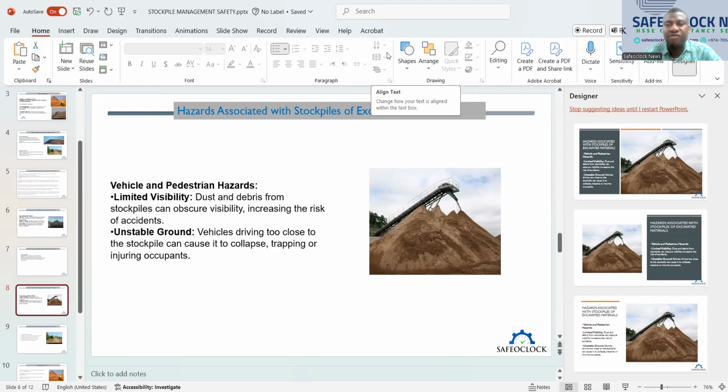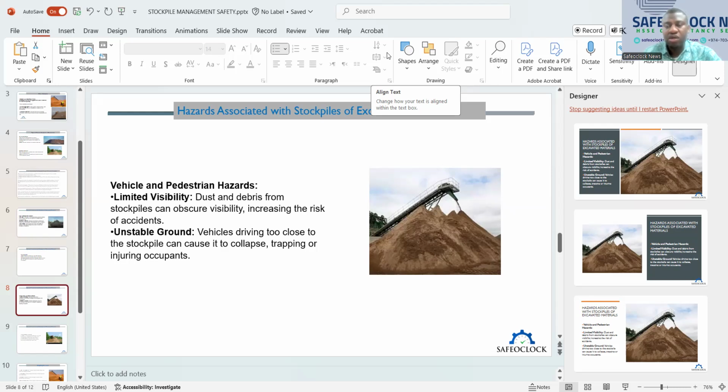The entire environment will be clouded with dust, and if the truck driver and the equipment operators face low visibility, they might not be able to see each other. They can hit somebody, maybe a passing pedestrian, or collide with another vehicle. So low visibility is another hazard associated with stockpiling management.